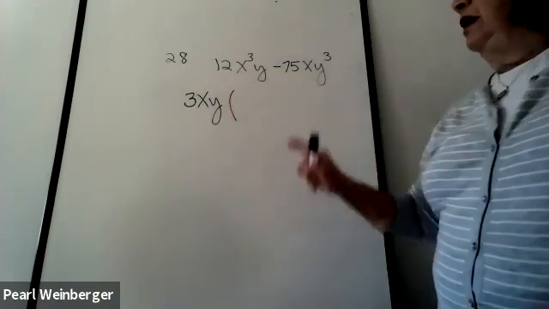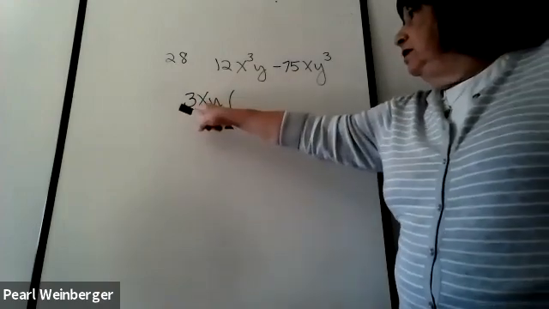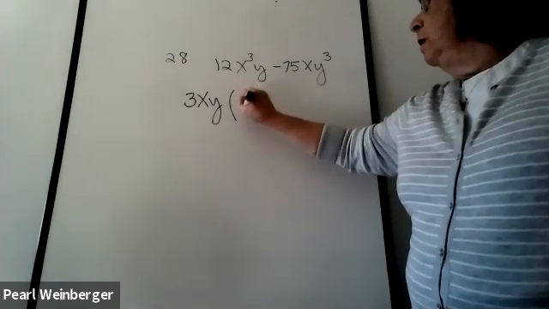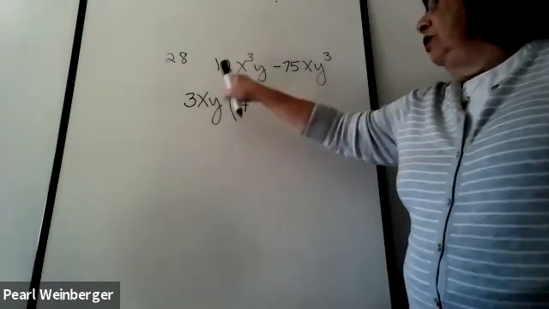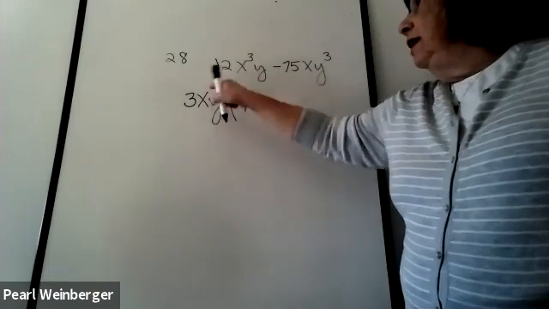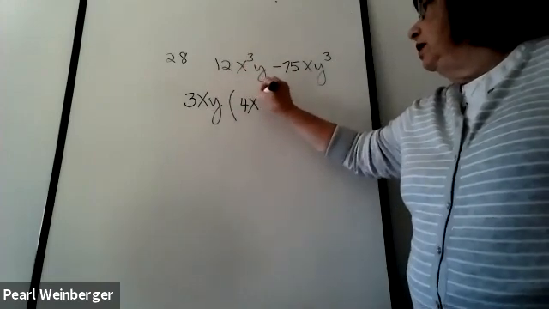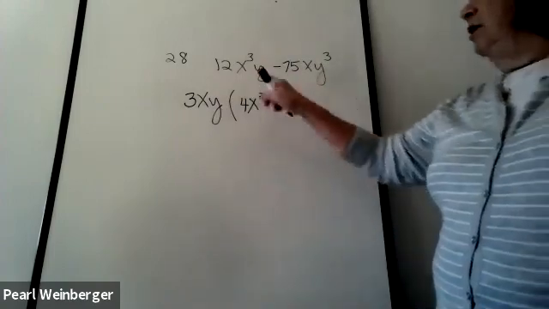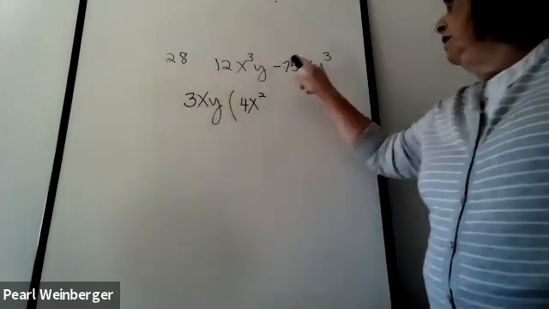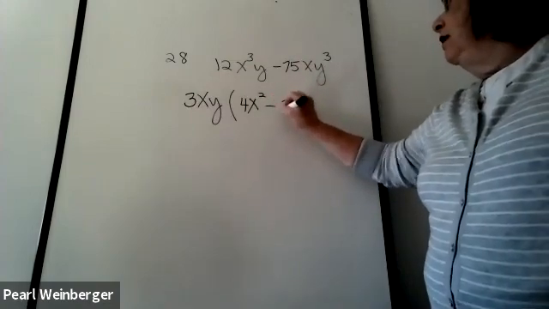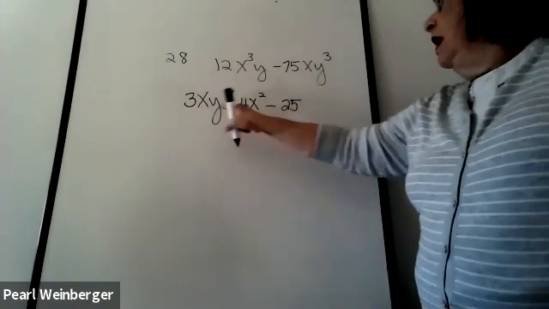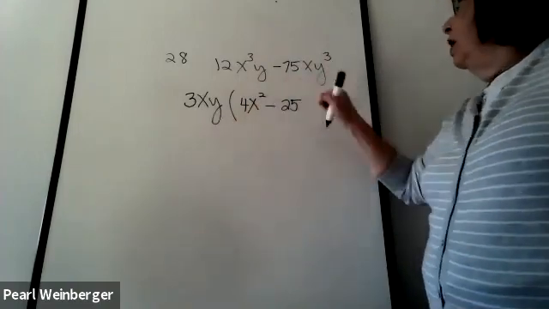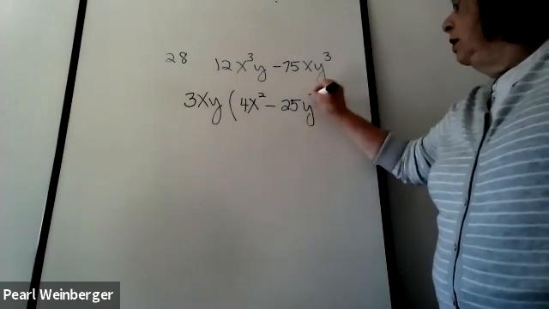Okay, now let's see what we have left inside the parentheses. So 3 into 12 is 4. X into x to the third. Remember, you're subtracting exponents. 3 minus 1 is 2. So this is x squared. And y into y just cancels out. Okay, now we get to the next term. 3 into negative 75 is negative 25. X into x cancels out. y into y to the third is y squared.